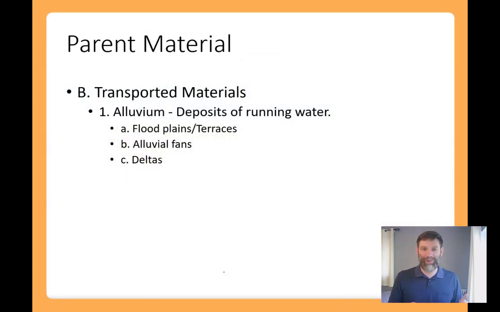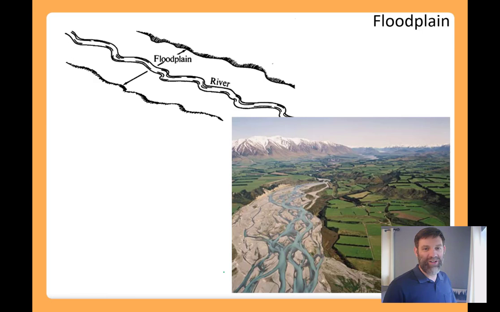Next option is transported. So residual is non-transported. Transported is transported. And this is sort of the precursor to sedimentary rocks. We're in that realm where we've broken down the rocks, or we've weathered and eroded soil, we're carrying sediment, we move it somewhere and drop it, and then we form a soil. What our transporting agent is determines what kind of transported material we're dealing with, and they have some distinct properties. So first up, alluvium is deposited by running water. So some examples: floodplains and terraces, alluvial fans, deltas. I'll show you some pictures here.